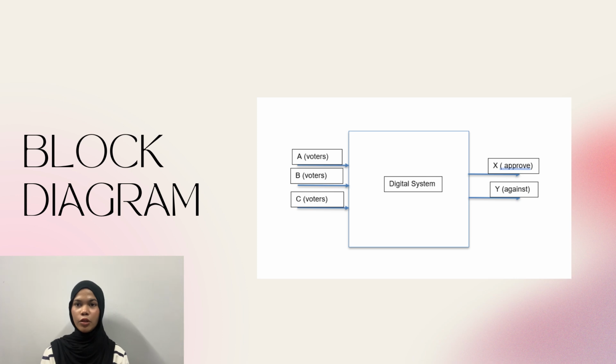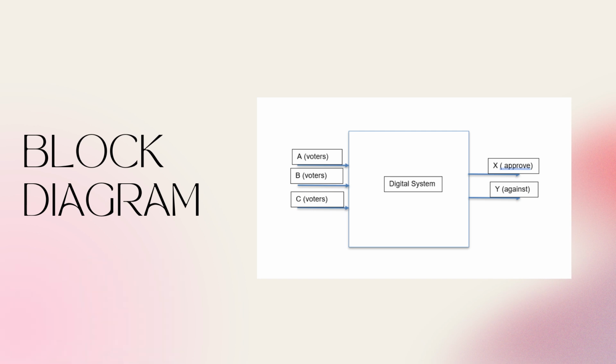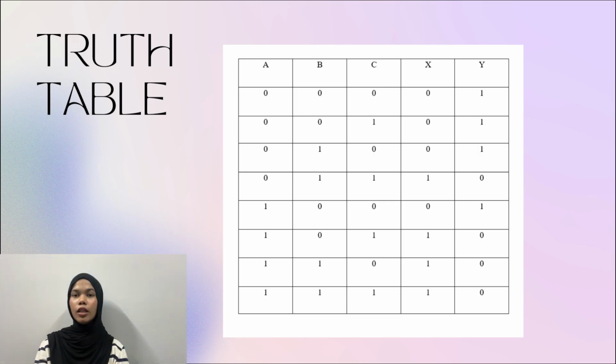The block diagram shows where A, B, C are the voters, which are the inputs, while X is for approve and Y is for against, which are the outputs. The truth table shows the relationship between input and output. If all voters vote 0, which is against, the Y will light up as the majority is against the idea.